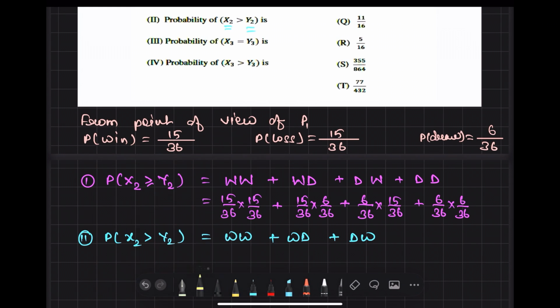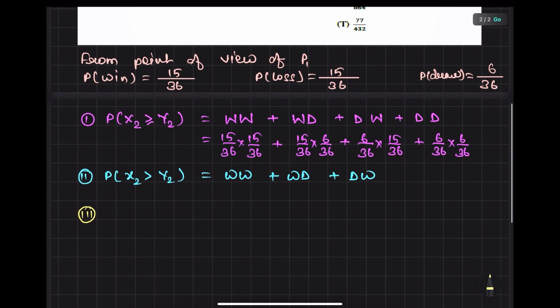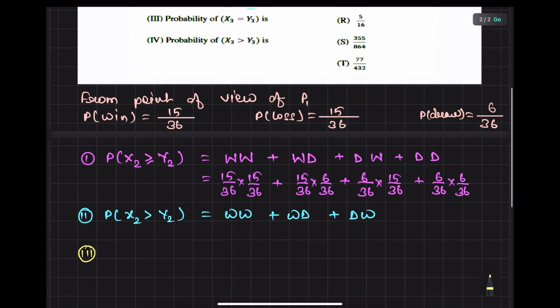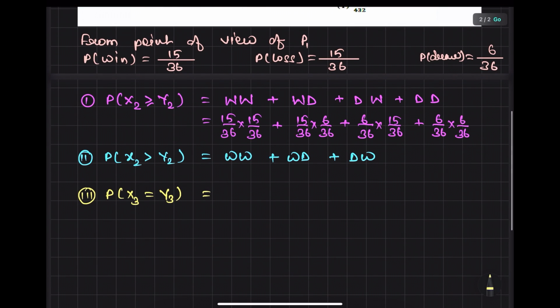Okay. Now let's jump on. Now you have to place. For win, you have to place 15 by 36. For draw, you will place 6 by 36. Now third game means third question. The third question is after playing 3 games, the score should be equal. x3 should be equal to y3. So when is it possible? It is possible if it's a draw, draw, and draw.